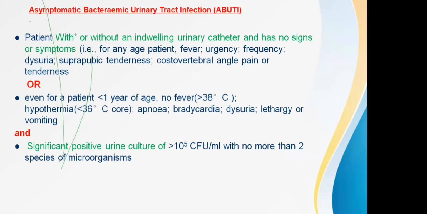Talking about asymptomatic bacteremic urinary tract infection, ABUTI, as I said, CAUTI is defined into 2 areas, SUTI and ABUTI.